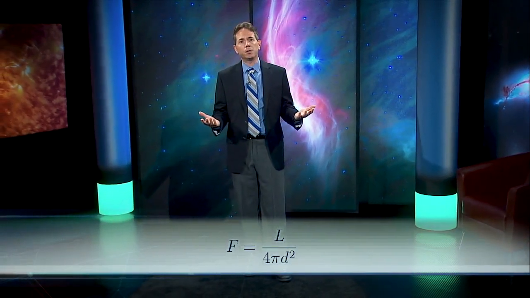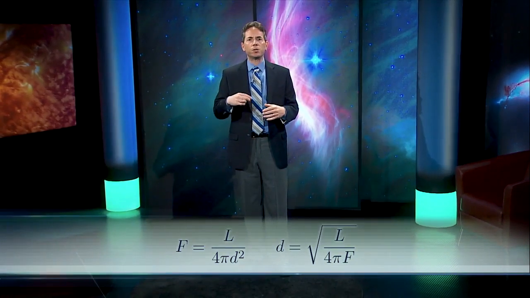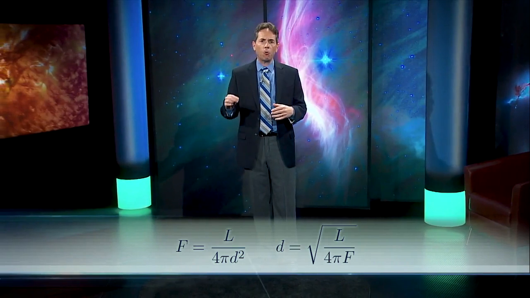In that case, you could calculate the distance by rearranging the flux luminosity equation. d equals the square root of L over 4 pi F. Now, stars don't come with manufacturer's labels, but in some special cases, we can figure out the wattage even without a label.